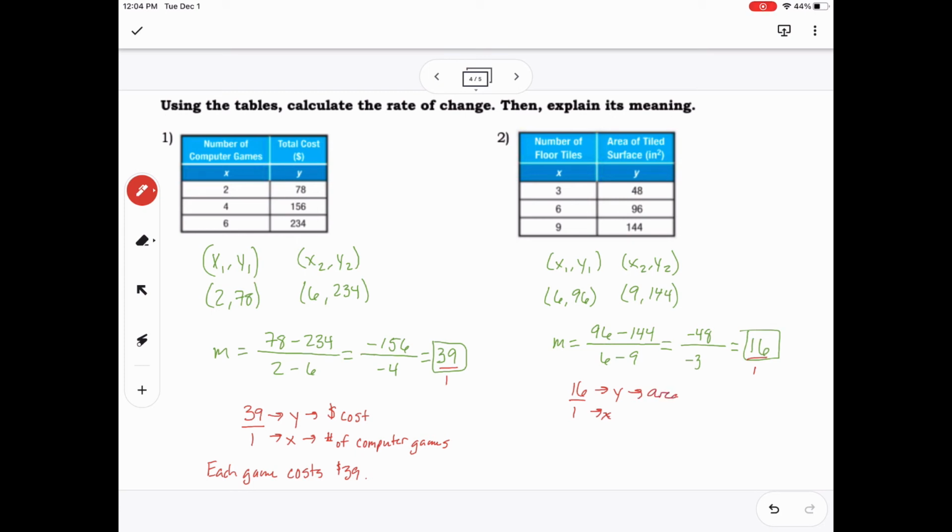Y's are talking about area of the tiled surface. And then the x's are talking about the number of tiles. So here, what it's talking about is every tile is going to cover an area of 16 square inches. Okay? So every one tile does that.